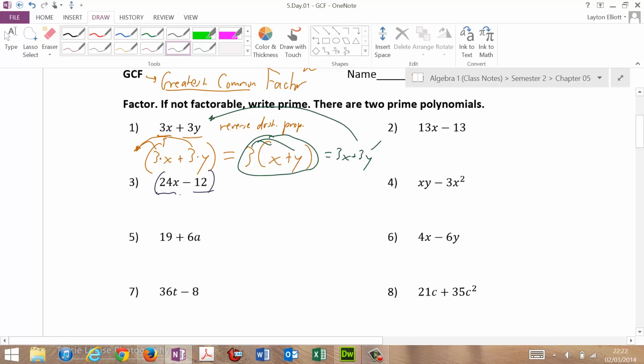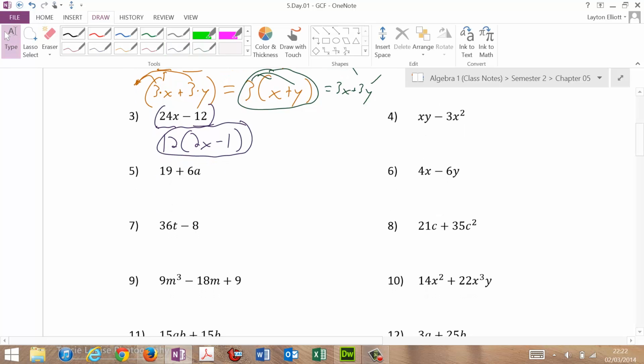I'm going to put parentheses around these, and I'm going to divide 12 out of both of those. If I divide 12 into 24x, I get 2x. And if I divide it into 12, I get 1. I can't take anything more out of the 2x minus 1, so that is fully factored. That is pulled out, the biggest possible thing I can pull out.